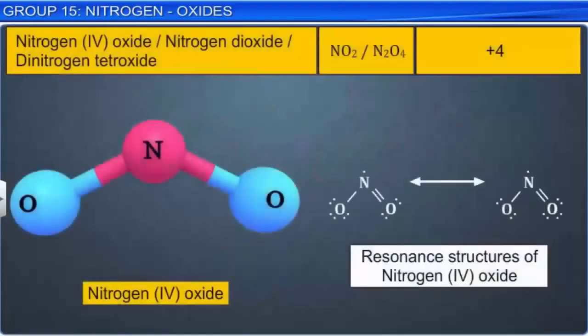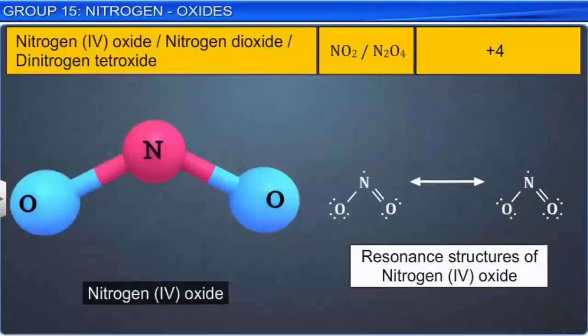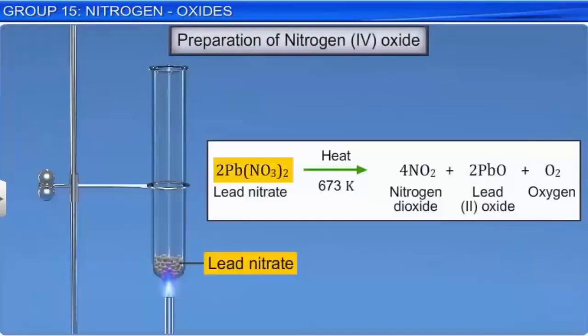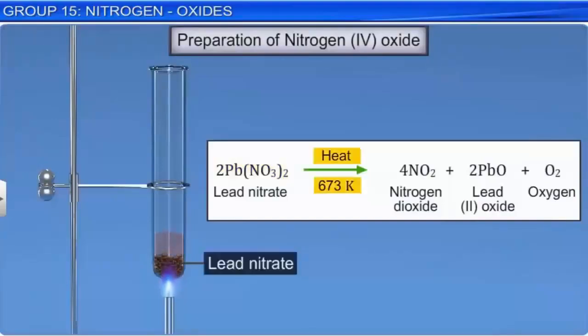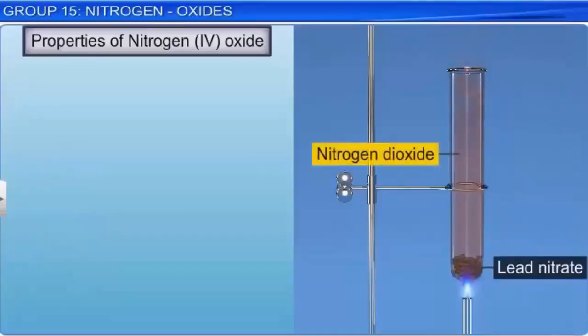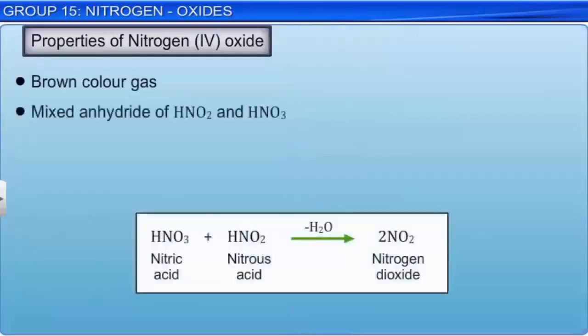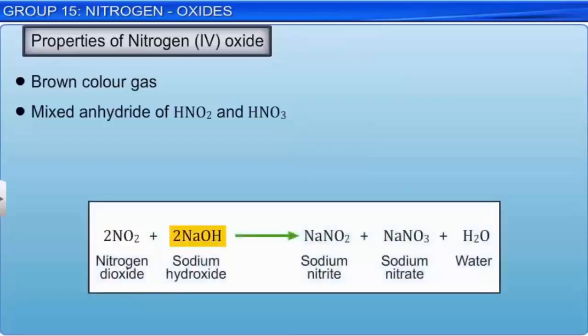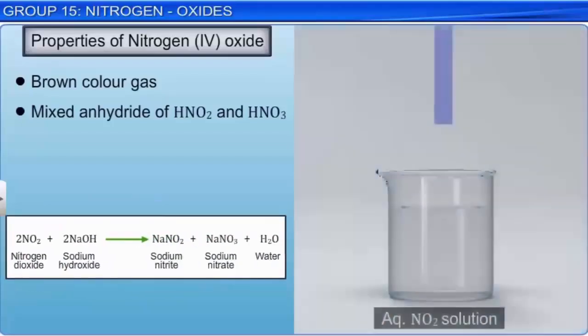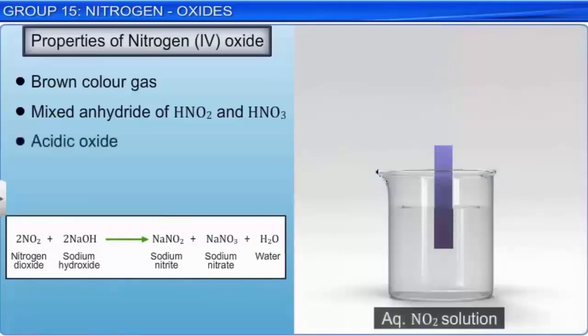Nitrogen 4 oxide, also called nitrogen dioxide, is prepared by heating lead nitrate at about 673 Kelvin. Nitrogen dioxide is a brown gas that is a mixed anhydride of nitrous acid and nitric acid. It neutralizes alkalis to form nitrites and nitrates. Hence, it is an acidic oxide.